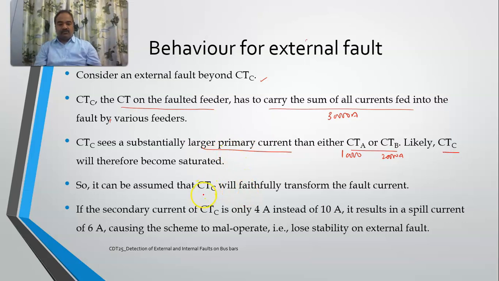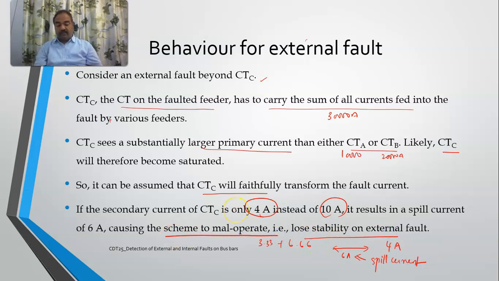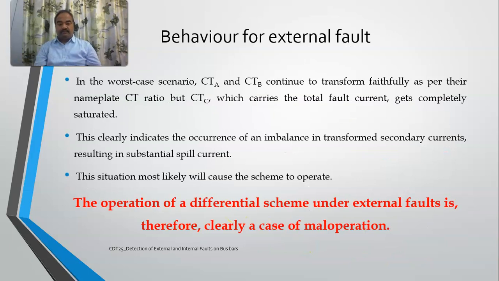So assuming that it is faithfully transforming, but it is not actually transforming. That's why instead of carrying 10 amperes, it is allowing only 4 amperes. Which means that on the incoming side it is 3.33 plus 6.66, but here the outgoing feeder is providing only 4 amperes. So there is a difference of 6 amperes, which we call a spill current. So this causes the scheme to maloperate. It loses stability on external faults.